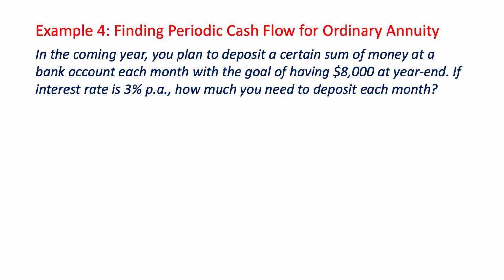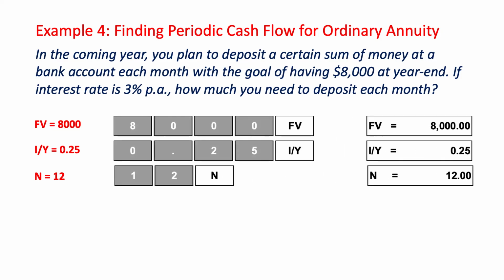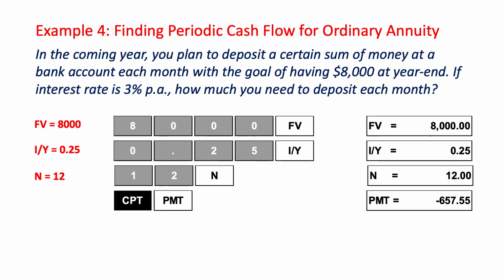As we want to have $8,000 a year later, FV is equal to 8,000. As interest rate is 3% per annum with monthly payment, IY is equal to 3 divided by 12, so it is equal to 0.25. As we are going to make our deposits every month in the coming 12 months, N is equal to 12. We press these keys to enter these values, after which we press CPT and PMT. We can find that the monthly deposit amount will be around $657.